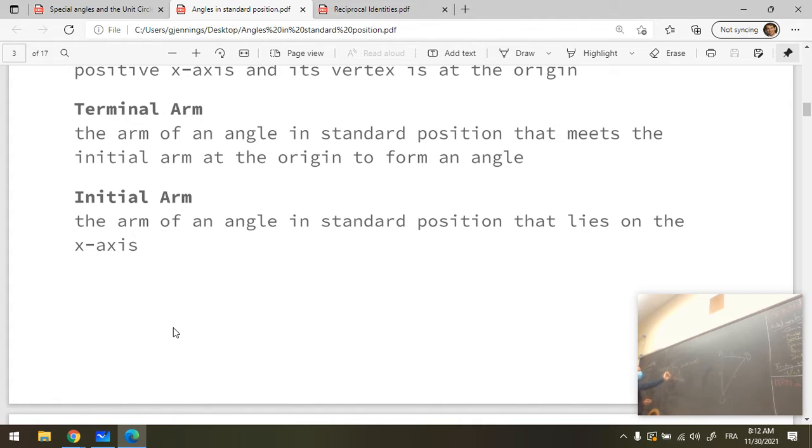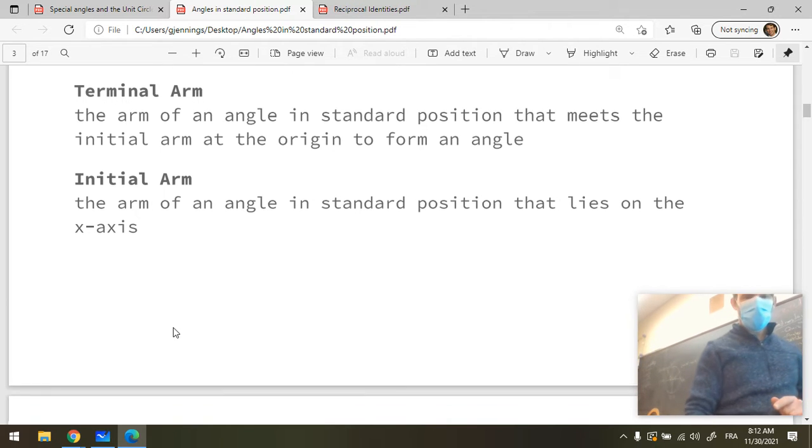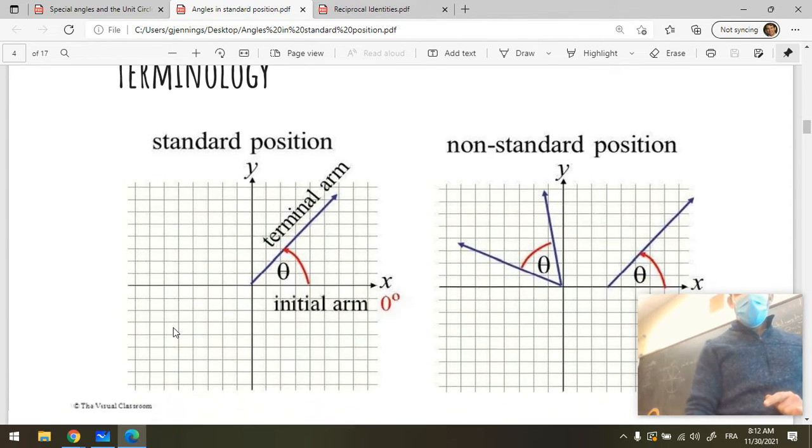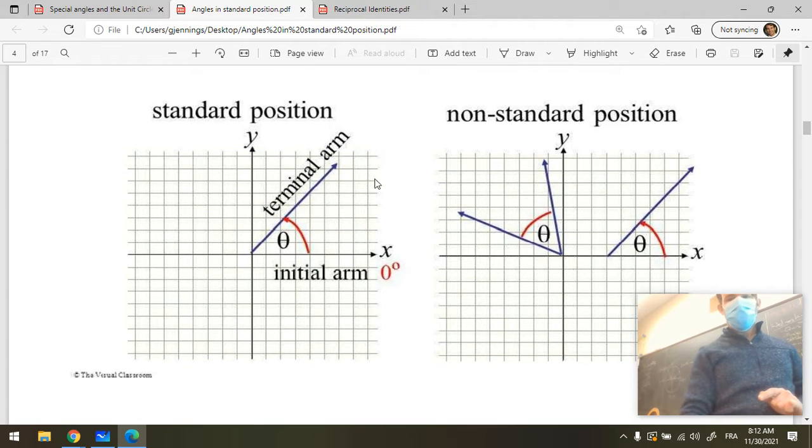Here I've shown you also a 135-degree angle that rotates this way, and it's kind of the same as a 45-degree rotation that way. But the initial arm is here, and the terminal arm is there. Initial arm, it's always this positive x-axis here. And so here we see another picture here. This is standard position. This is what we're going to be working with.